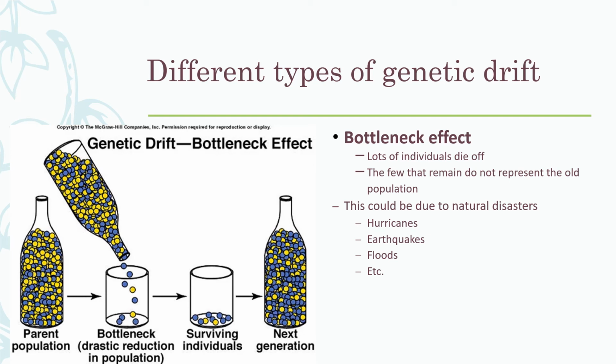So the bottleneck effect could be from when a lot of individuals die off or are physically moved by human intervention, and the few that remain do not represent the old population. Again, their phenotypic frequencies are different than the original population. And this could be due to natural disasters like hurricanes, earthquakes, floods, human intervention from overhunting or overdevelopment, etc.